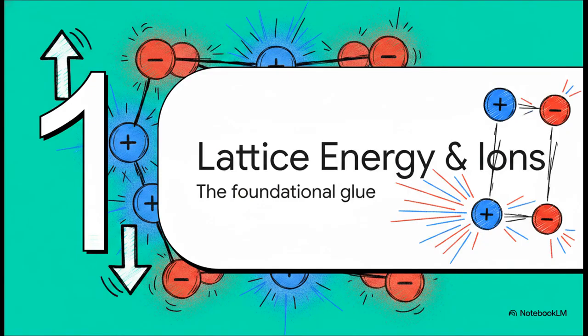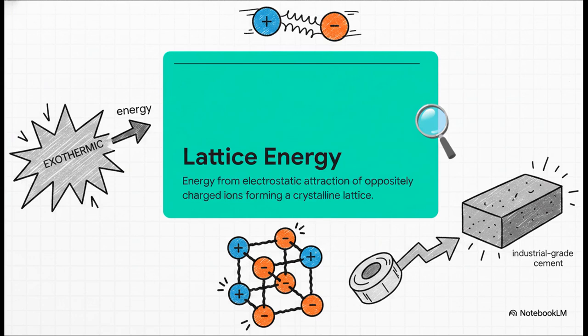All right, part 1, lattice energy and ions. We have to start at the absolute foundation here, lattice energy. This is the energy arising from the electrostatic force of attraction of oppositely charged ions when a crystalline lattice is formed. Essentially, it's the ultimate glue holding an ionic solid together. When a lattice forms from gaseous ions, a massive amount of energy is released. And the more energy released, meaning a highly exothermic value, the stronger that electrostatic attraction is.